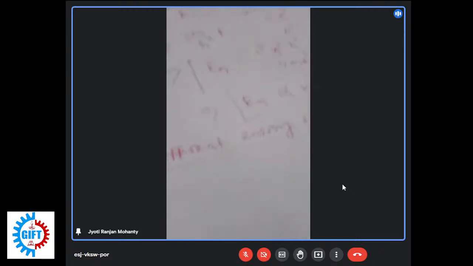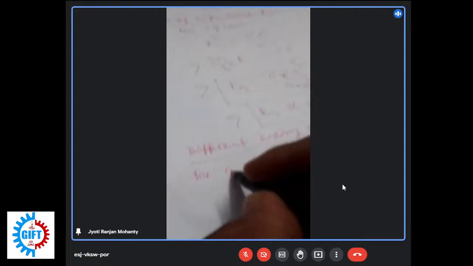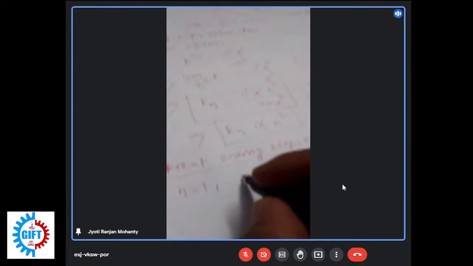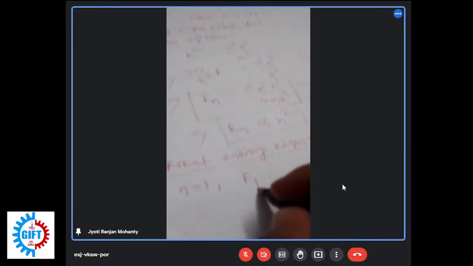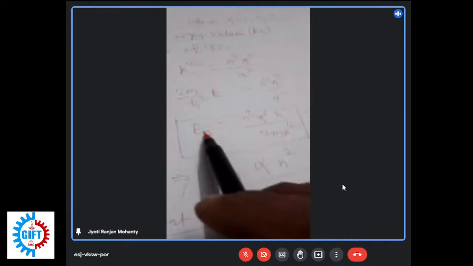Since the energy eigenvalue depends upon n equal to 1, 2, 3, etc., we have different energy eigenvalues. For n equal to 1, what is your E1? Put it in equation 6.